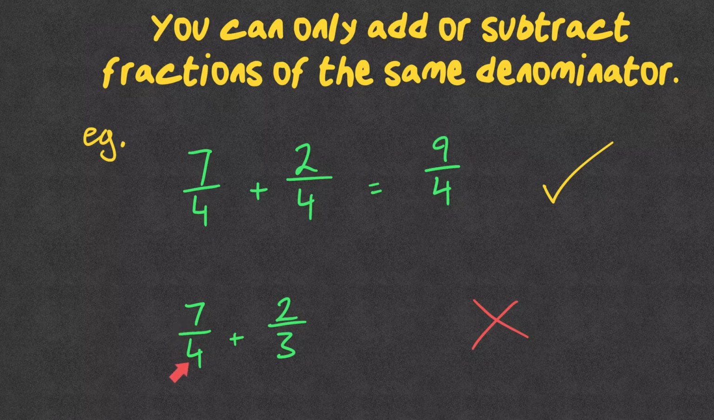Down here, are the denominators the same? I'd like to think that you know the difference between 4 and 3. Thank you, Taylor. So 4 and 3 are not the same, so we can't add them straight away. We have to actually do one more step before we can add those numerators together.